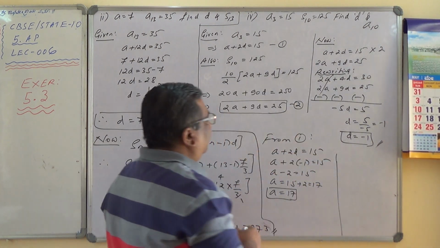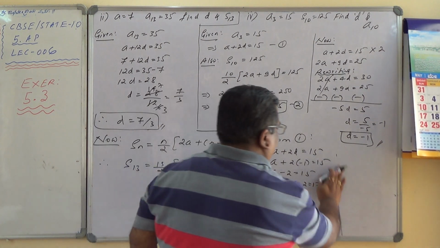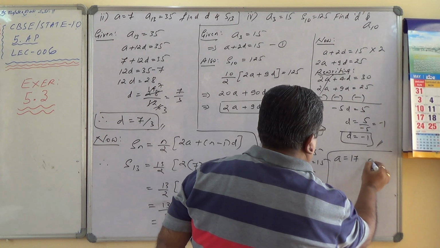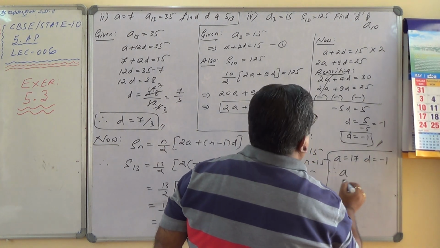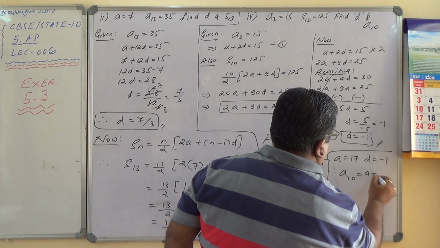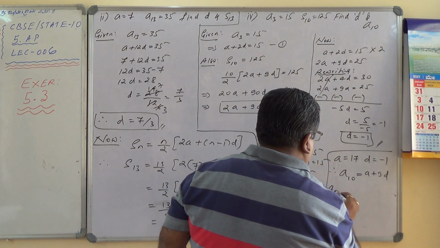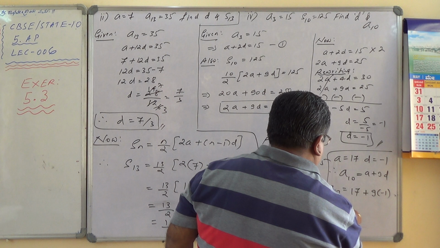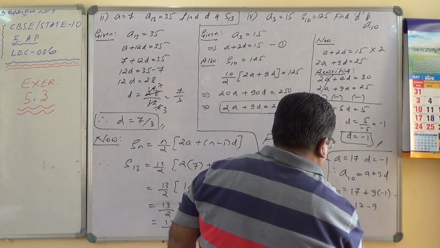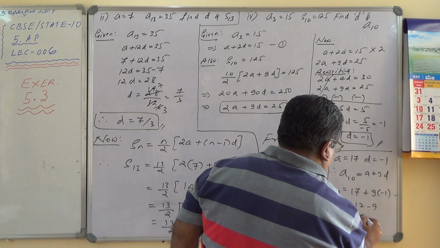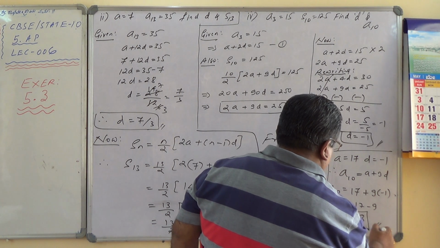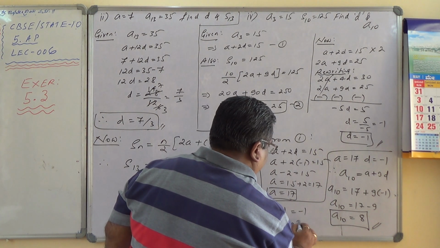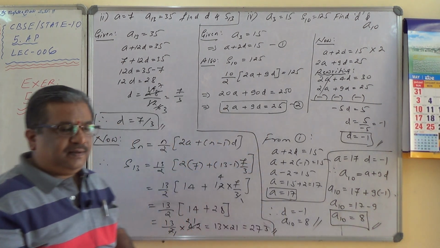I'll write here, A equals 17, D equals minus 1. Therefore A10 equals A plus 9D. Therefore A10 equals 17 plus 9 times minus 1. A10 equals 17 minus 9. A10 equals 8. And therefore the final answer: D equals minus 1, A10 equals 8. Please check the answer. Clear?